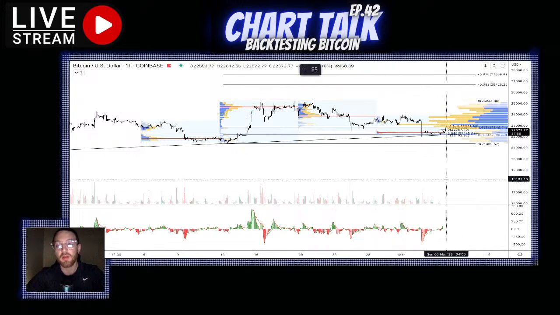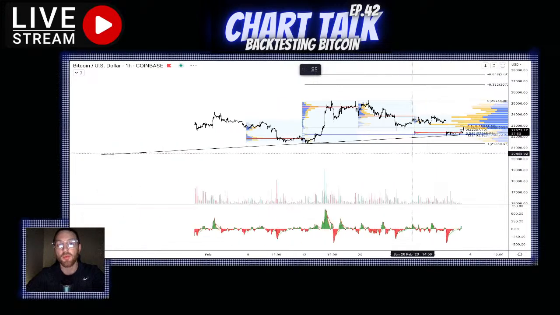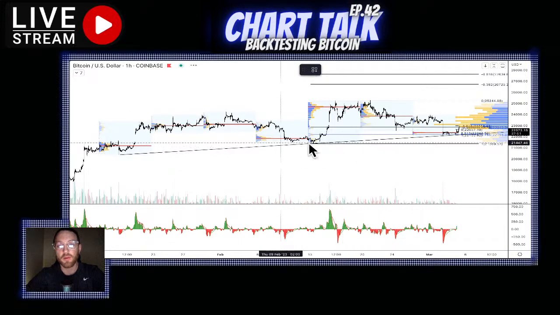If it breaks to the downside, I really think these lows are in jeopardy. There is this volume level sitting right here that hasn't been hit yet.